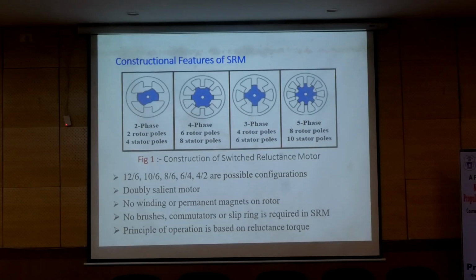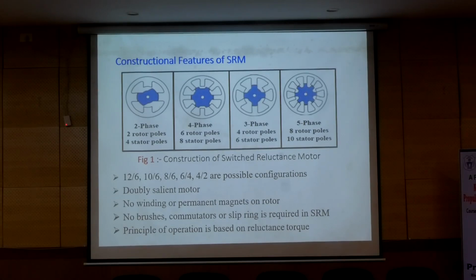Suppose I say 12 by 6. It means a 6-phase machine, because there are 12 stator poles and 6 rotor poles. As the stator poles are 12, the number of phases is 6. Like that, the different configurations of the SRM can be classified.